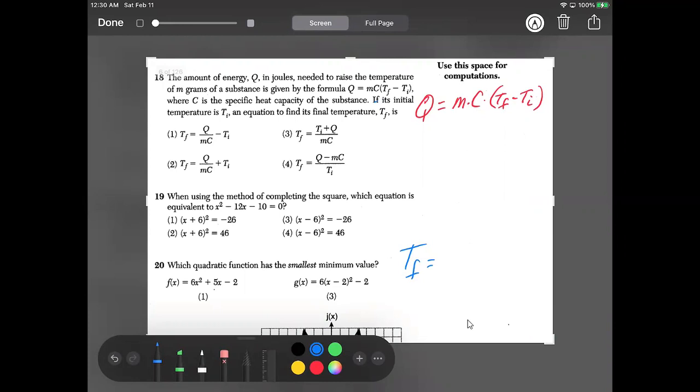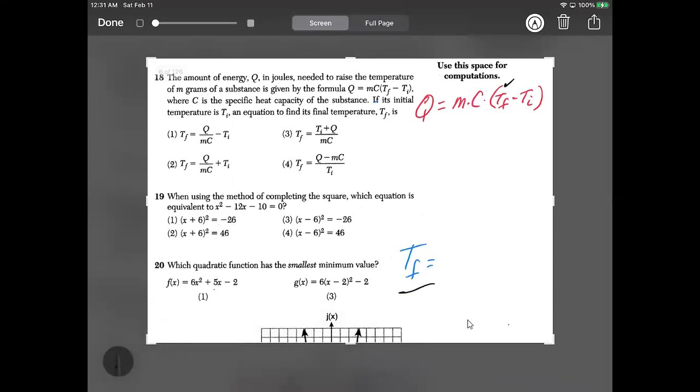this is the equation Q equals M times C times the quantity TF minus TI. And they want us to get TF by itself, right? So they want us to isolate this. So at the end, we should have TF by itself. And if you look at all the answer choices, you will see that TF is by itself. Now, if you know PEMDAS, this is not a particularly difficult question.